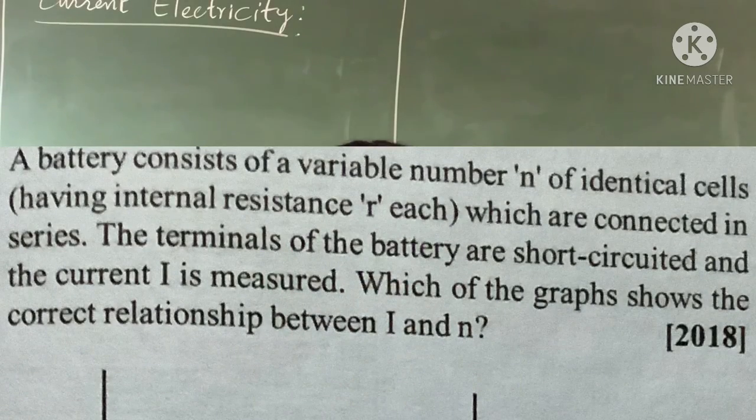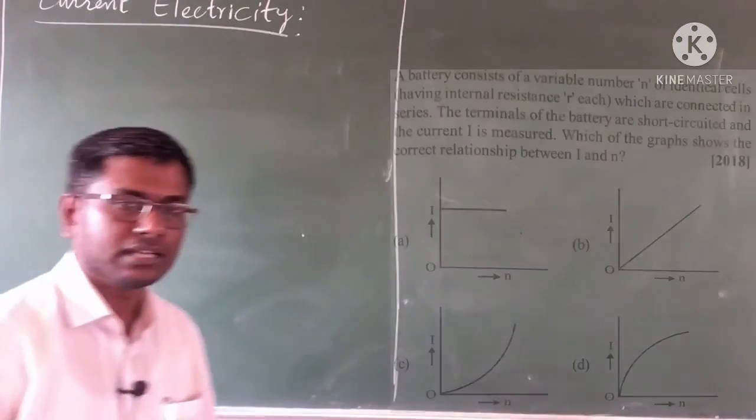A battery consists of a variable number n of identical cells, each having internal resistance r, which are connected in series. The terminals of the battery are short circuited and the current I is measured. Which of the graphs shows the correct relationship between I and n? So I is the current that is going to flow in the circuit and n is the number of cells.